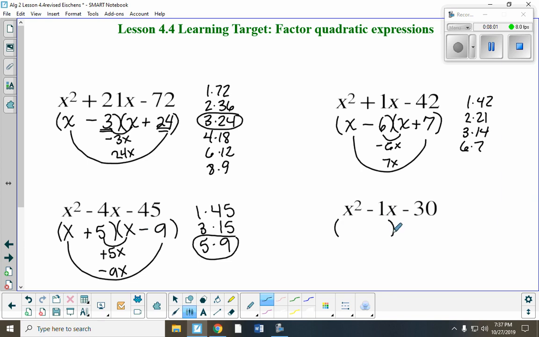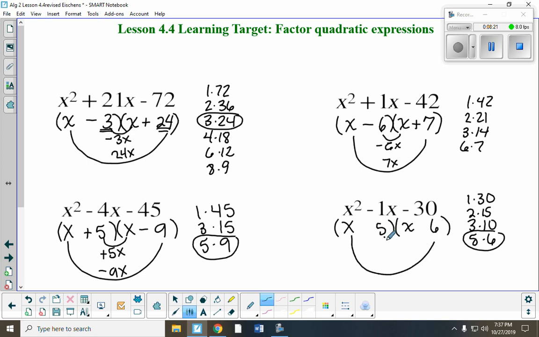Let's try another. So we have x times x, the factors of 30, 1 and 30, 2 times 15, 3 times 10, and 5 times 6. And the ones that have a difference, the factors that have a difference of 1 would be 5 and 6.